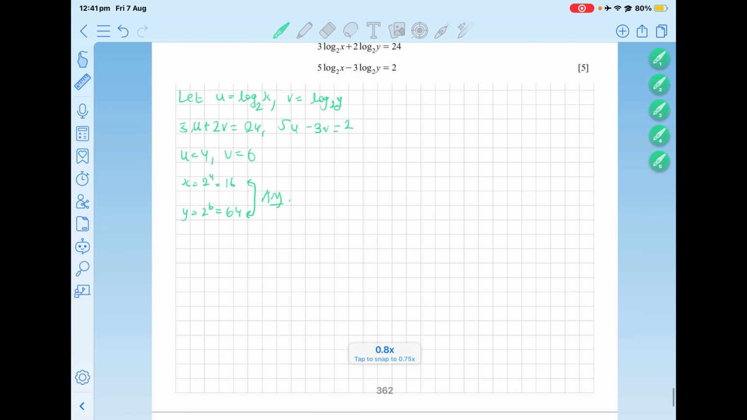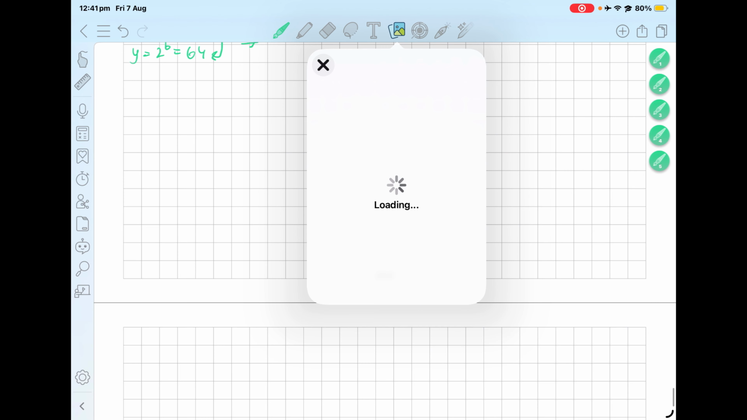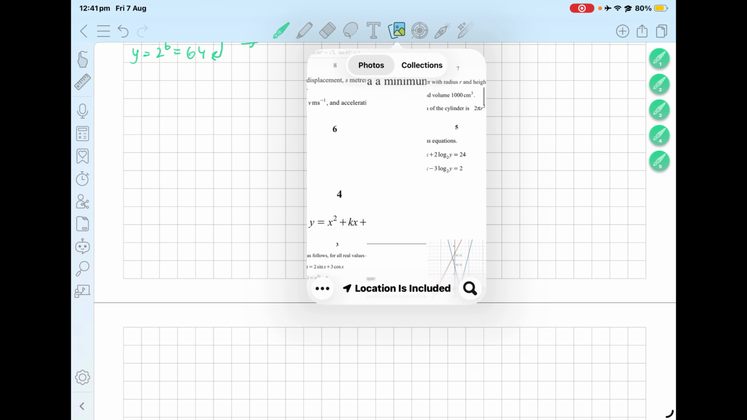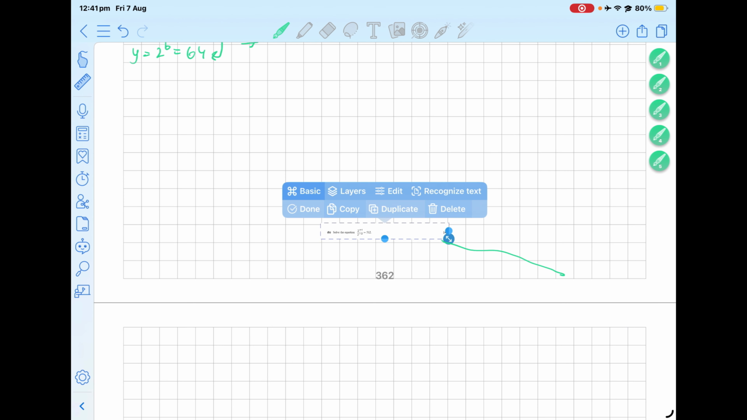Okay, then, next part. So can you solve this?